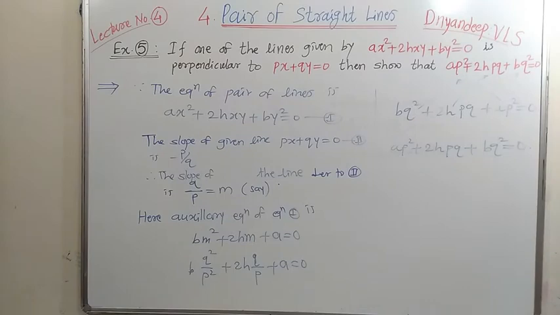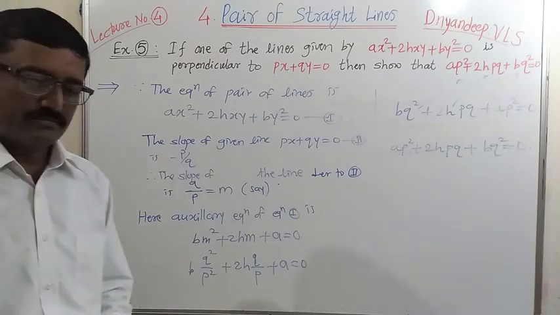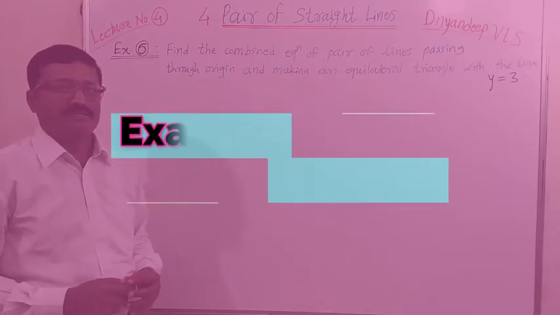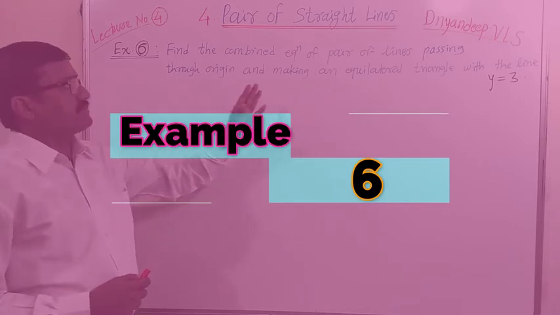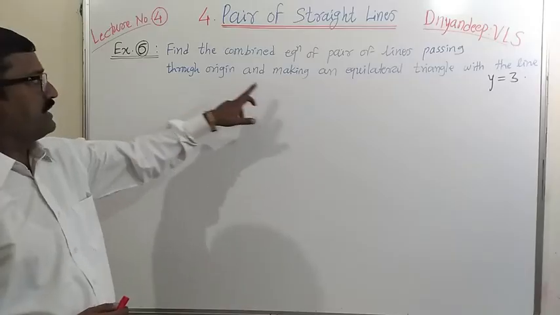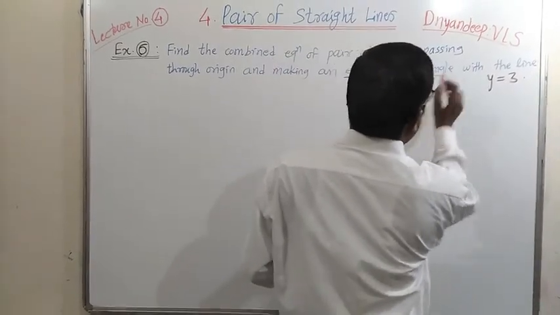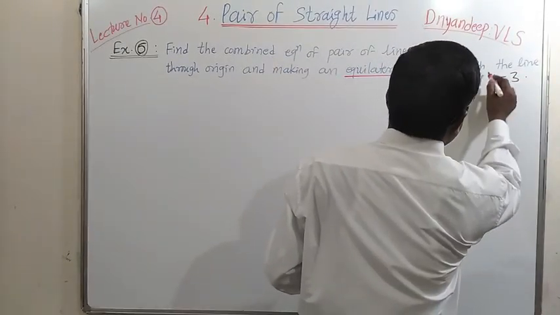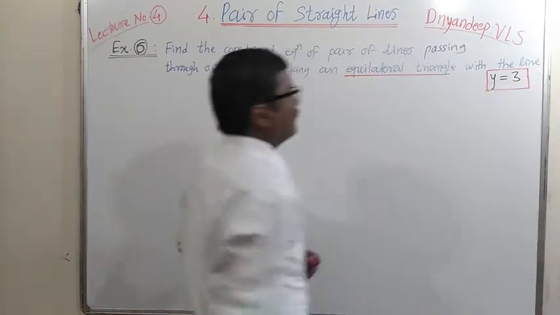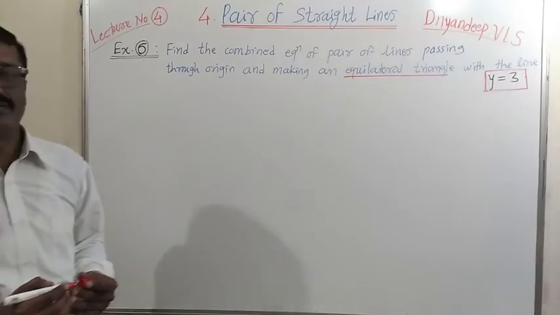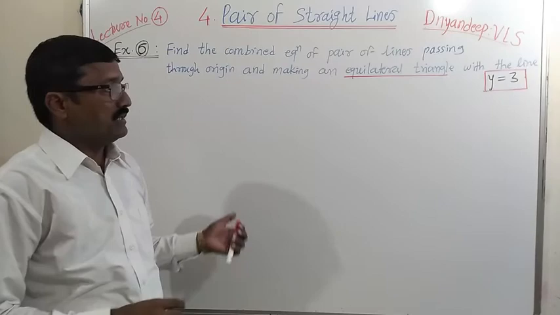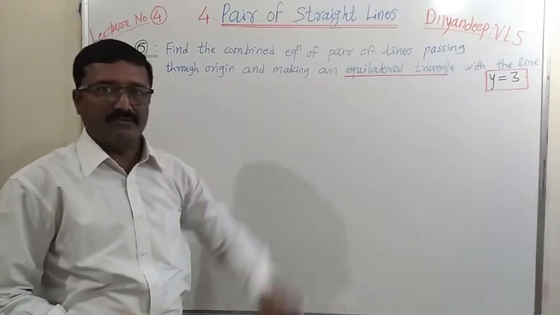Okay, that's the solution. Now see this is the sixth example. Find the combined equation of pair of lines passing through origin and making an equilateral triangle with the line y = 3. The line is given and we have to find the combined equation of lines which are making an equilateral triangle with that line y = 3.